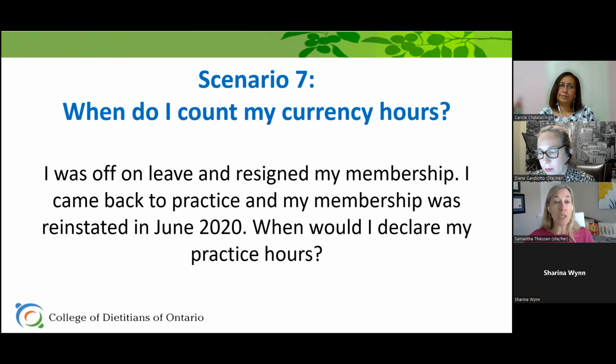And so for those dietitians who maintain their registration during their leave, your obligations to declare practice hours annually at renewal remain the same as they did prior to going on leave. And sometimes we need a little refresher, since we get pretty busy when we're on leave, depending on your leave. So it's important to understand that if you're maintaining your registration, you still have to do your hours, you still have to declare all of that.